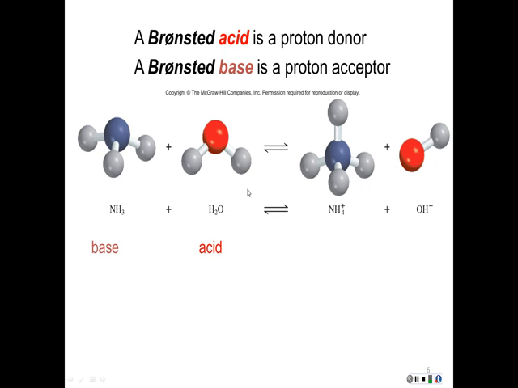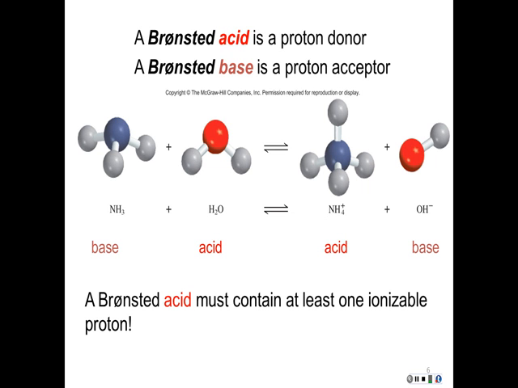But we also have a reversible reaction here. You notice the double arrows indicate it's weakly reacting, but it also reacts in the reverse direction. So in the reverse direction, the ammonium ion is the acid and the hydroxide is a base. So here in a Bronsted acid-base system, we have two acids and two bases.